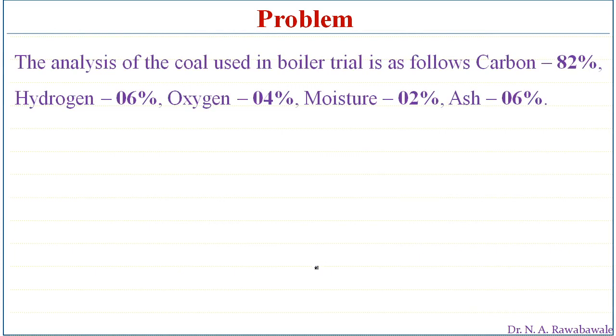This problem consists of the analysis of coal used in a boiler trial, and the fuel analysis is given as 82% carbon, 6% hydrogen, 4% oxygen, 2% moisture and 6% ash. The fuel contains this composition out of 100%. Say, for example, if we use 1 kg, then 820 grams is carbon, 60 grams is hydrogen, 40 grams is oxygen, 20 grams is moisture and 60 grams is ash.